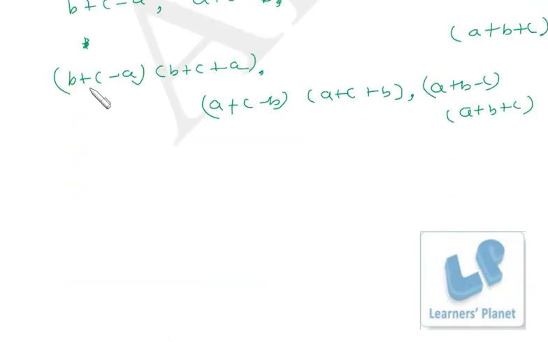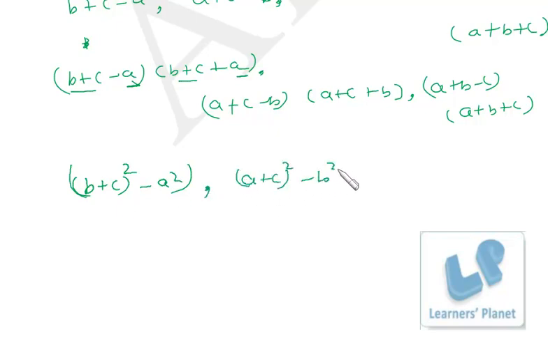Now you can see that's A minus B and A plus B format, right? X minus Y and X plus Y format. That means it is X square minus Y square. So it is B plus C whole square minus A square. Then this is A plus C whole square minus B square. Then this is A plus B whole square minus C square. So they will also be in AP.